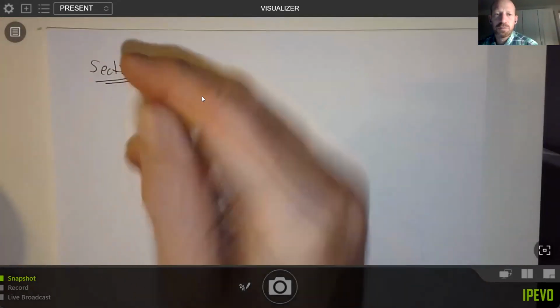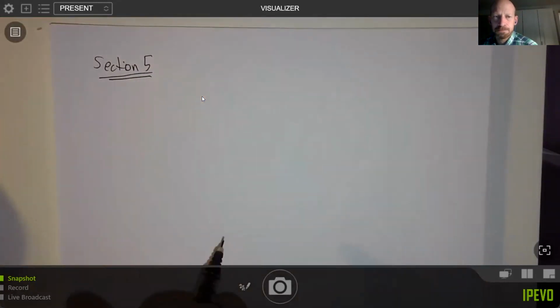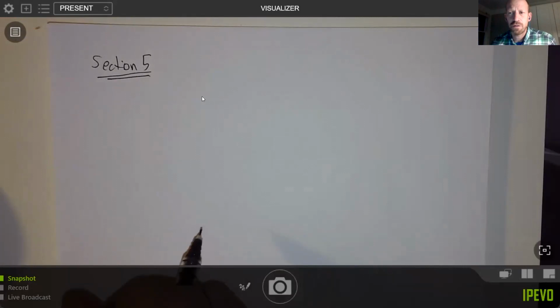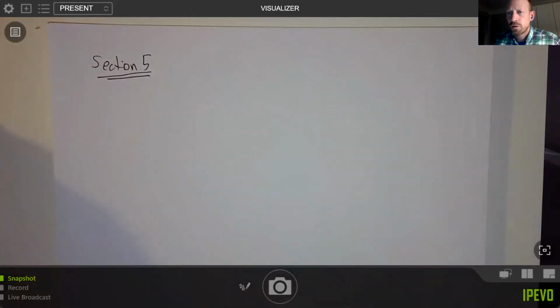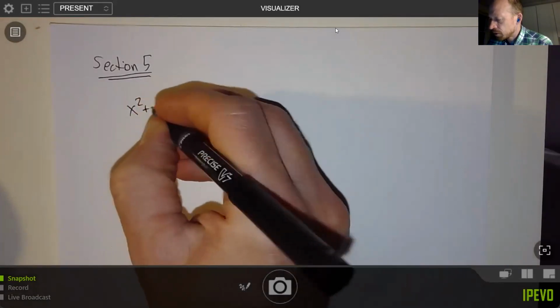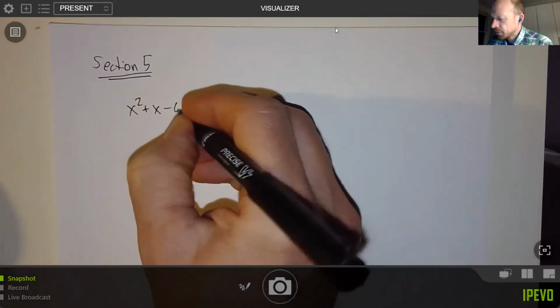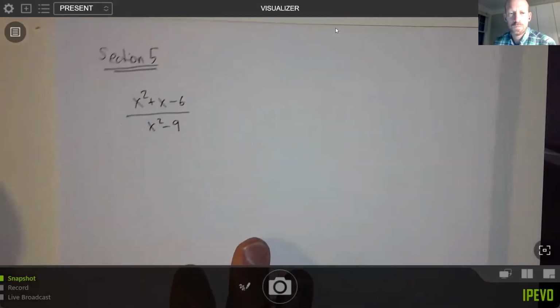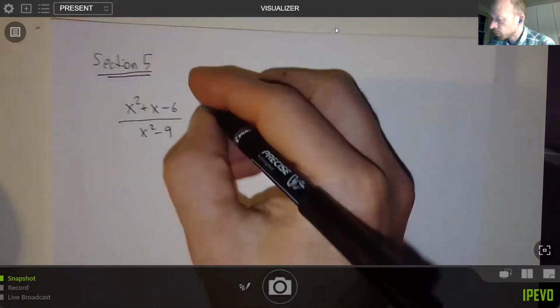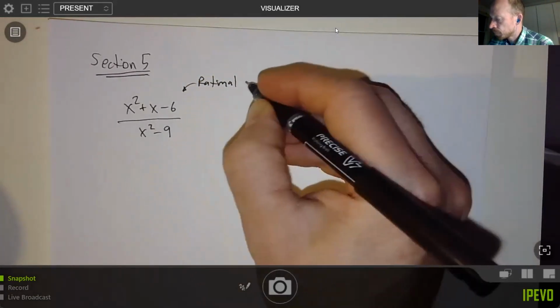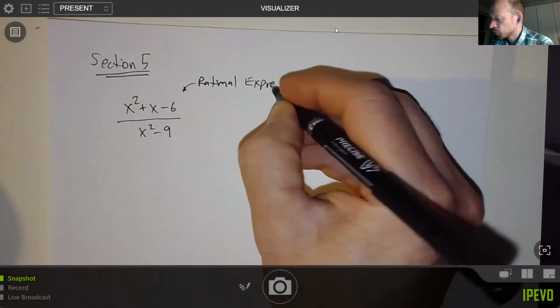So a rational expression is a fraction. Rational means fraction, basically, in math. And it's a fraction that involves polynomials. So an example of a rational expression might be x squared plus x minus 6 over x squared minus 9. So this is what's called a rational expression.